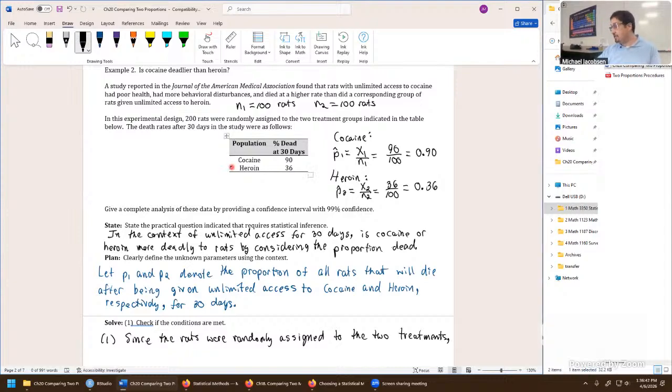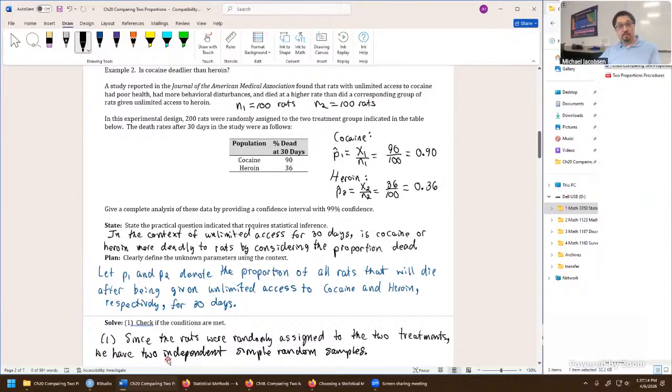So let's say here, we have two simple random samples. Let's say it differently. We have two independent, simple, random samples. So as long as they really randomized and assigned these 200 rats to the two conditions appropriately, the randomization is an absolute pass on this one.